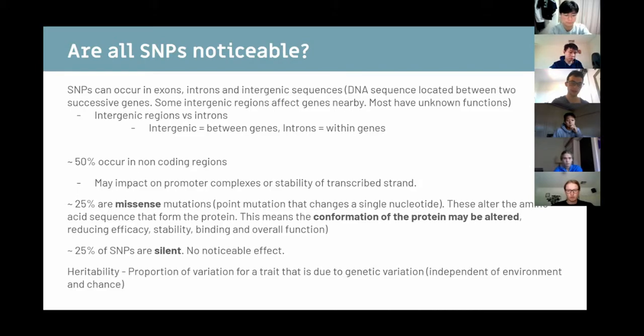Unlike the 25% which are missense mutations. A missense is a point mutation that changes a single nucleotide. Sorry for butchering my French. These alter the amino acid sequence of the protein, meaning the conformation of the protein may be altered, reducing its efficacy, stability, binding and overall function. So these are serious and have physiological and noticeable effects in the body. 25% of SNPs are also silent, which means they have no noticeable effect. Okay, next slide.